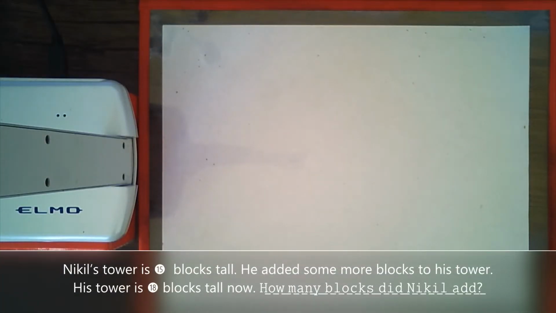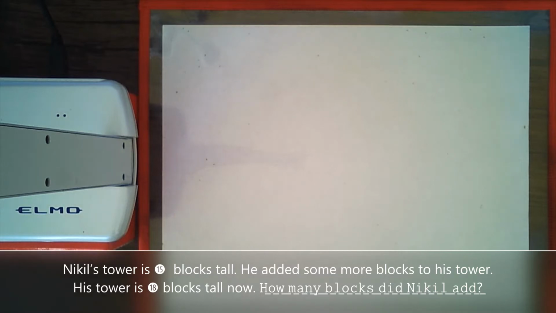For our teacher model today, we are going to be looking at a word problem. So you may read with me or in your head as I read out loud to you. Nikhil's tower is 15 blocks tall. He added some more blocks to his tower. His tower is 18 blocks tall now. How many blocks did Nikhil add?